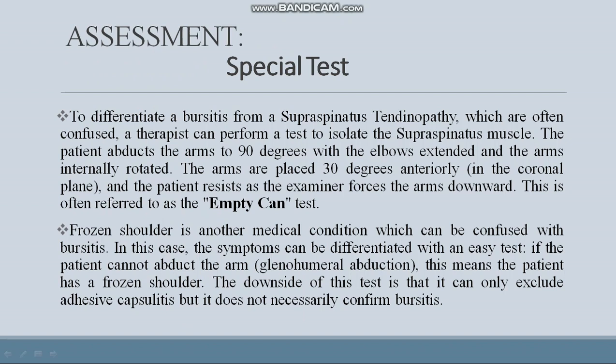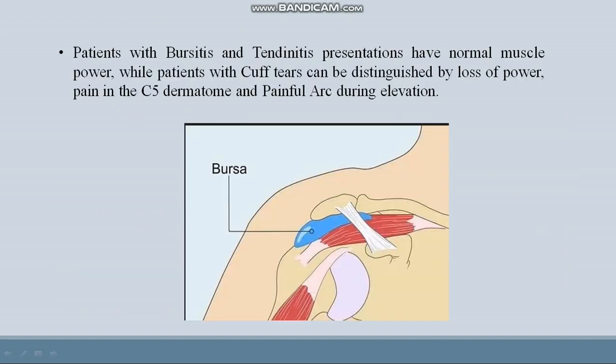Frozen shoulder is another medical condition which can be confused with bursitis. In this case, the symptoms can be differentiated with an easy test. If the patient cannot abduct the arm, that is glenohumeral abduction, this means the patient has a frozen shoulder. The downside of this test is that it can only exclude adhesive capsulitis, but it does not necessarily confirm bursitis.